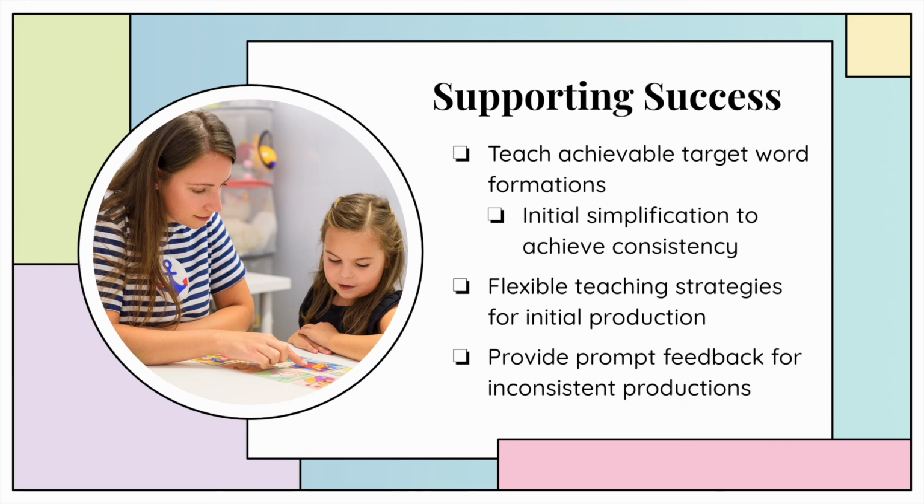Lastly, clients can be supported by providing prompt and accurate feedback for every inconsistent production of a target word that the client makes. This is essential to core vocabulary approach because it ensures that the client recognizes they've made a different production that is not their best production that's been established, and it gives them an opportunity to self-correct. Feedback in the moment ensures that no incorrect habits are formed during the drilling of target words, and consistent productions are what's being targeted.